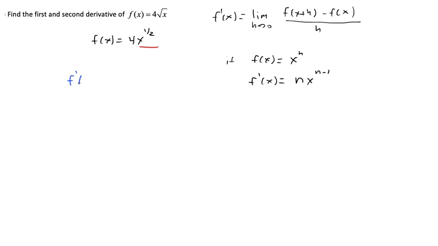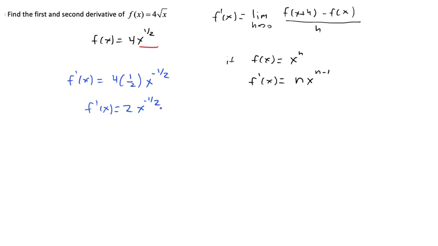F prime of x then, it's going to be the 4 times the 1/2, because we're going to bring the 1/2 down, and then we're going to subtract 1 from this. We get negative 1/2. Of course, 4 times 1/2 is just 2, so we get 2x to the negative 1/2 power. And that's it. Look how quick and easy that was, right? This is our first derivative.